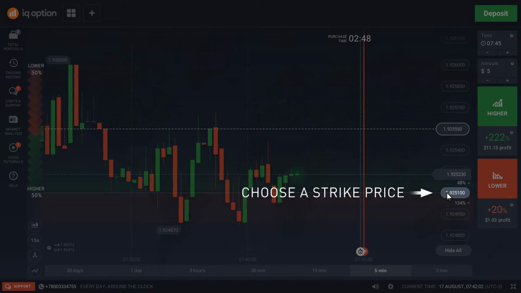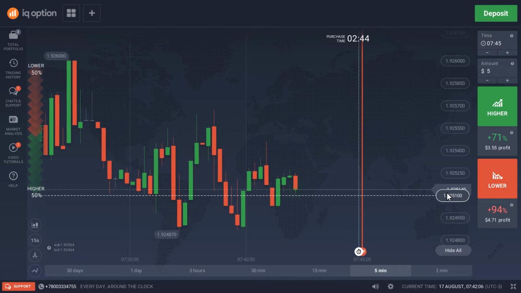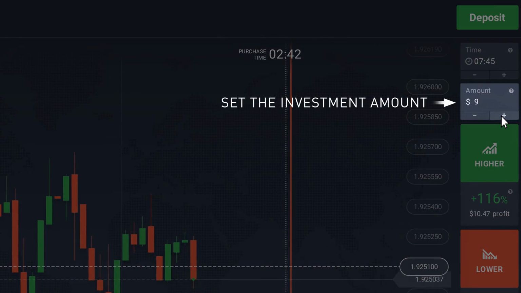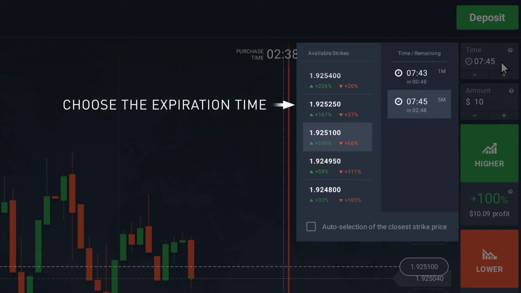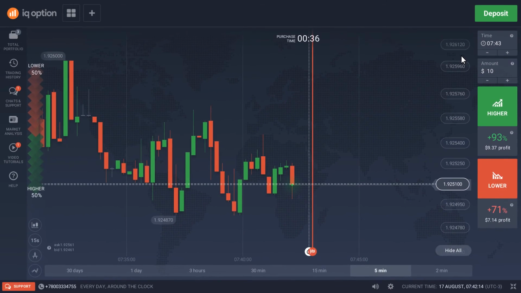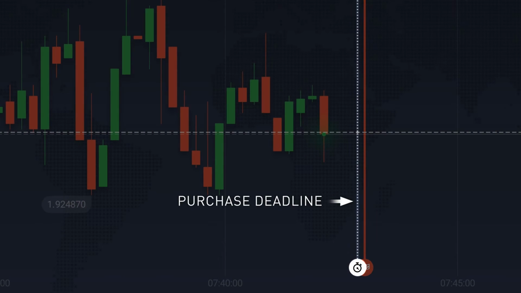Choose a strike price. Then specify the amount of your investment by clicking the Amount button on the right-hand side panel. Choose the expiration time, the moment when the option ceases to exist, by pressing the Time button. The expiration time is shown on the chart by the solid red line. The dotted line on the chart indicates the purchase deadline.